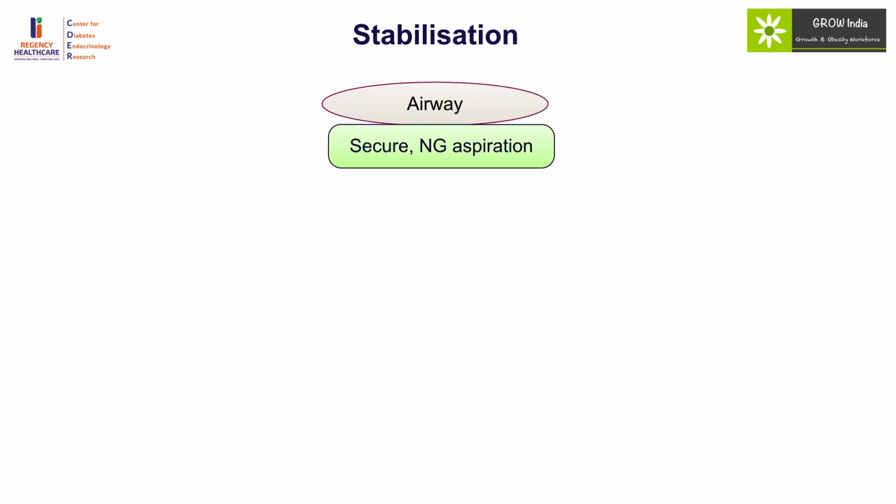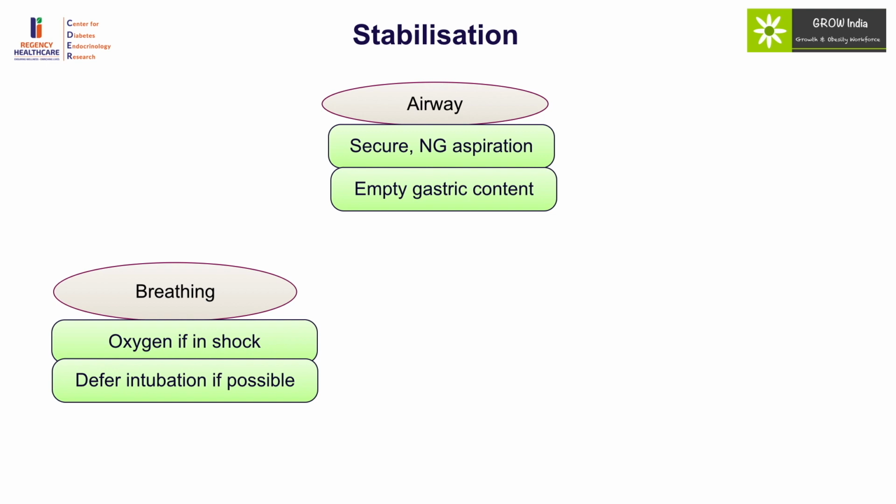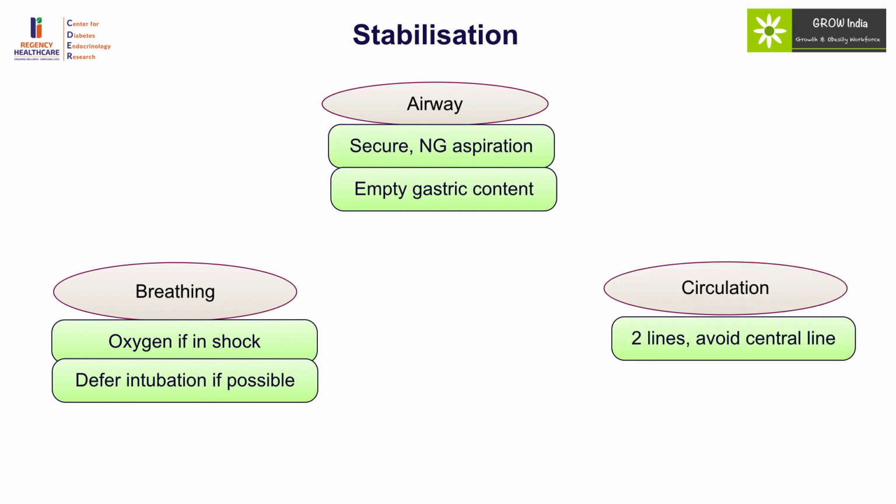The initial stabilization of a child with DKA is as for any other condition and includes securing the airway along with nasogastric aspiration. Emptying of gastric content is important, particularly if there has been an intake of sweetened drinks over the last few hours. Breathing should be stabilized, and particularly if an individual is in shock, oxygen may be considered at this time point. Intubation should be deferred in the setting of DKA because intubation can cause an increase in acidosis in the CSF, and that may be dangerous. So unless the child absolutely requires intubation, one should avoid it in the setting of diabetic ketoacidosis. There should preferably be 2 peripheral lines, with insulin being given through 1. Central line should be avoided because there is an increased risk of developing thrombosis in this setting.